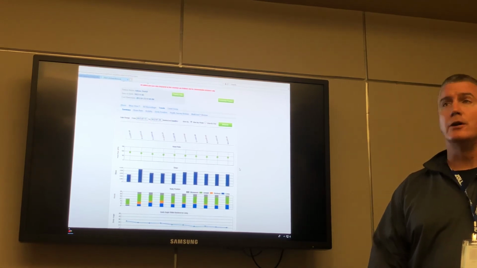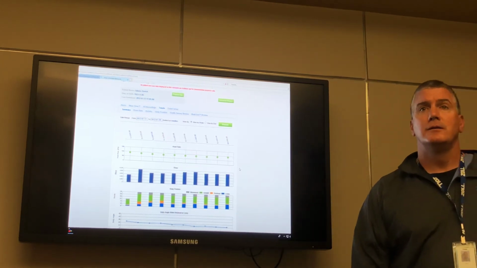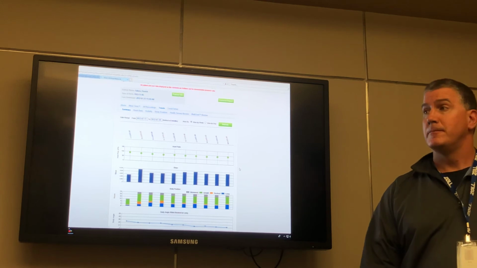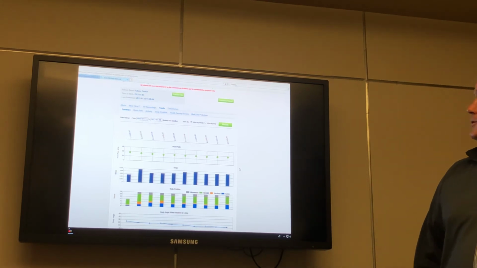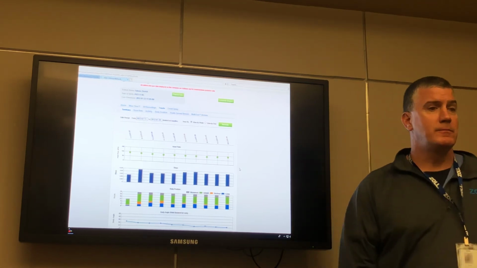Just so you know, this one doesn't have it, but there will be a dark black line down the middle, and everything to the left of that line is weeks, and everything to the right is days. When you generate your report, you can pick your date range as well. Sure, yeah. So, questions?